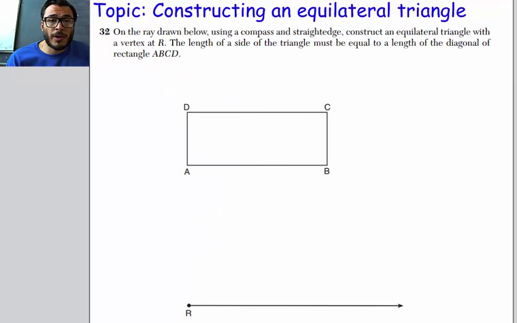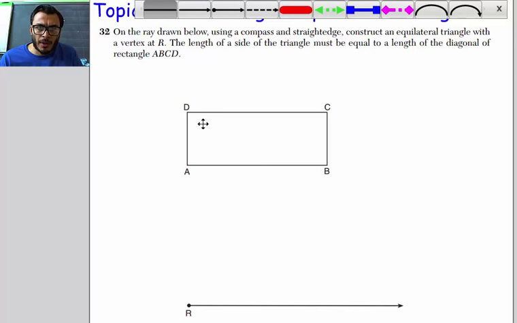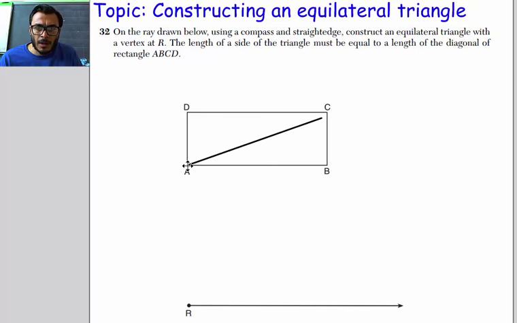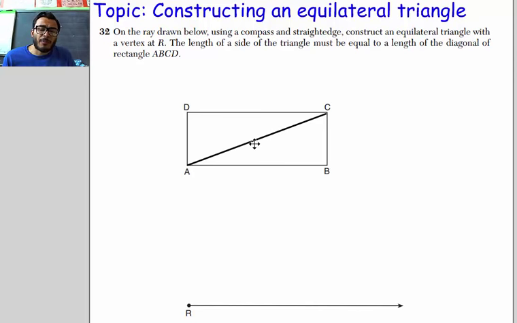So for number 32, we have ourselves a construction. So it says to construct an equilateral triangle with a vertex at R. The length of a side of the triangle must be equal to a length of the diagonal of rectangle ABCD. So here's what we'll do. I'm going to just go ahead and draw the diagonal here. Our equilateral triangle, each side must be the same length as this diagonal I just drew.